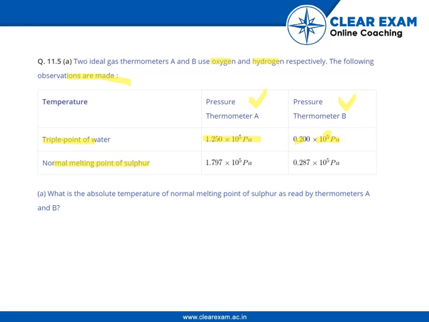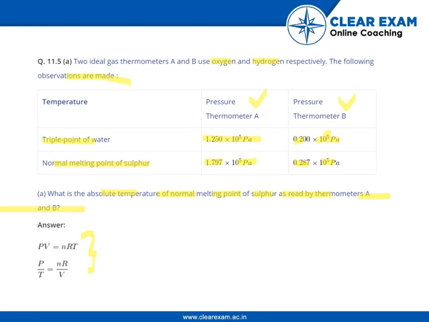And for the melting point of sulfur, the pressure in thermometer A is 1.797 × 10^5 pascals and the pressure in thermometer B is 0.287 × 10^5 pascals. What is the absolute temperature of the normal melting point of sulfur as read by thermometers A and B?